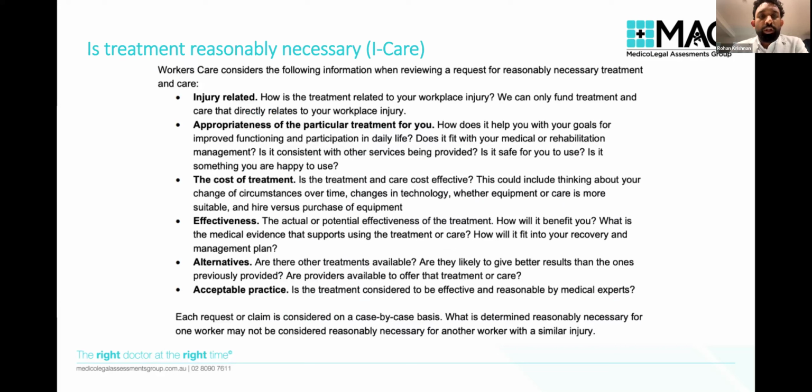And we actually look at a lot of these factors in terms of helping us determine, when we're reviewing a request for treatment and a quote, whether it's reasonably necessary or not.